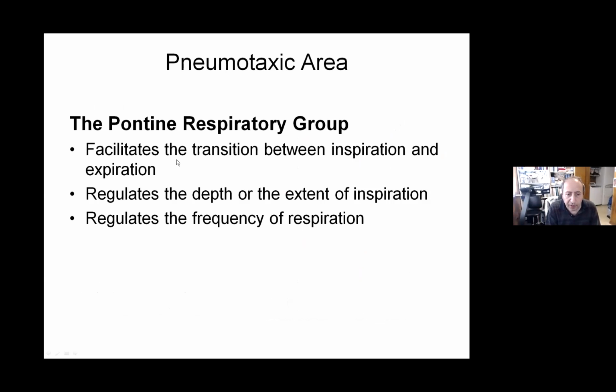So the pontine respiratory group facilitates the transition between inspiration and expiration. Basically, it's a kind of modulation, and it regulates the depth and extent of inspiration and the frequency of respiration. So it maintains breathing in a quiet way, with higher frequency and shallow breathing.